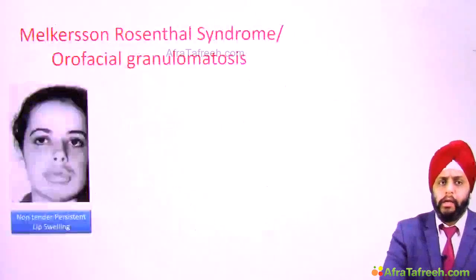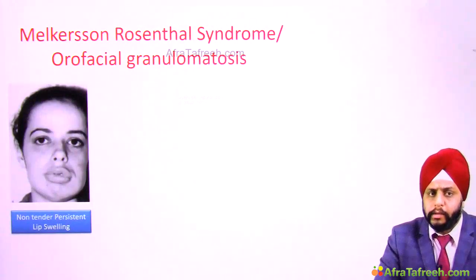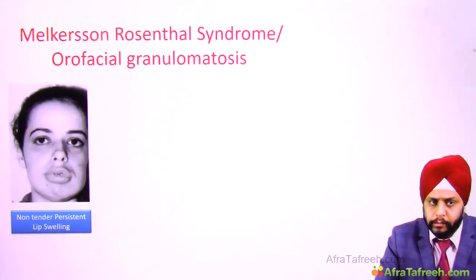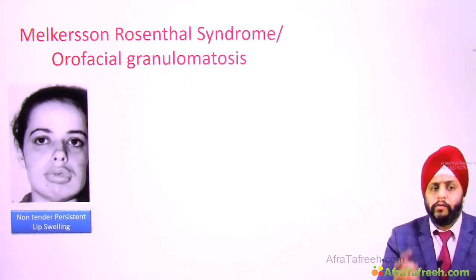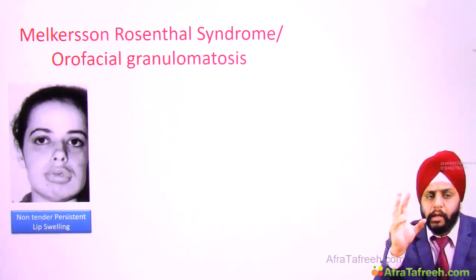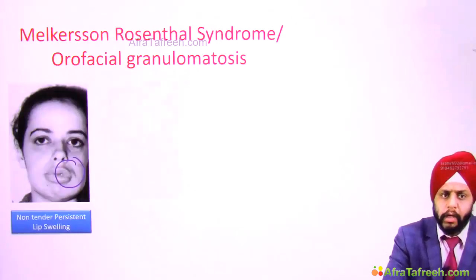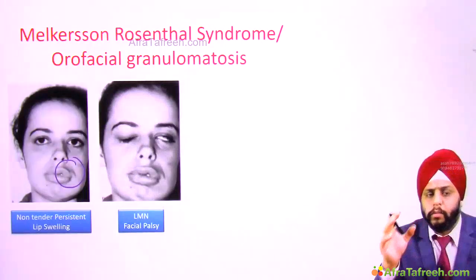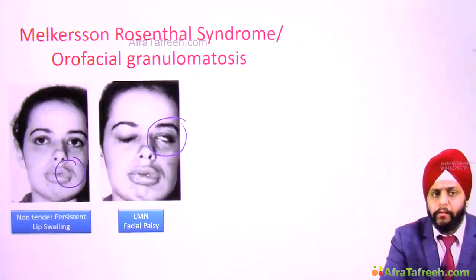Right? Okay. Now let's come to some other syndromes. We have the Melkersson-Rosenthal syndrome, also known as orofacial granulomatosis. Now, this Melkersson-Rosenthal syndrome consists of three things. Number one, there is non-tender persistent lip swelling. So you can see over here, there is persistent lip swelling. Number two, patient has lower motor neuron facial palsy. So you can see on this side, there is lower motor neuron facial palsy, complete half facial palsy.